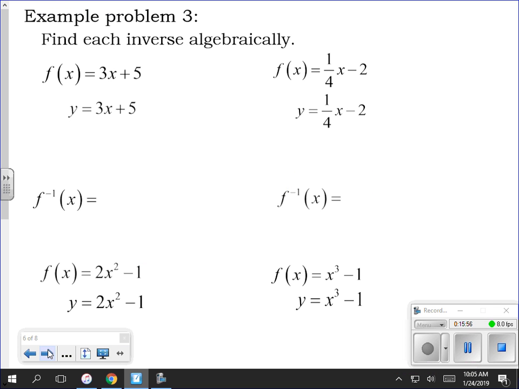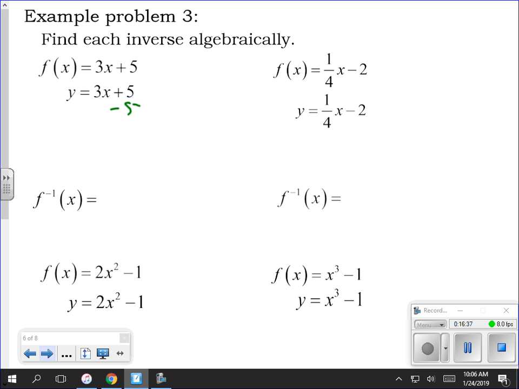Now we get to the difficult part. Find each inverse algebraically. So, my original function, f of x, is 3x plus 5. To find the inverse, your first step is already done for you here. Your first step is to replace f of x with y. And then you solve that equation for x. You rearrange it and solve it for x.